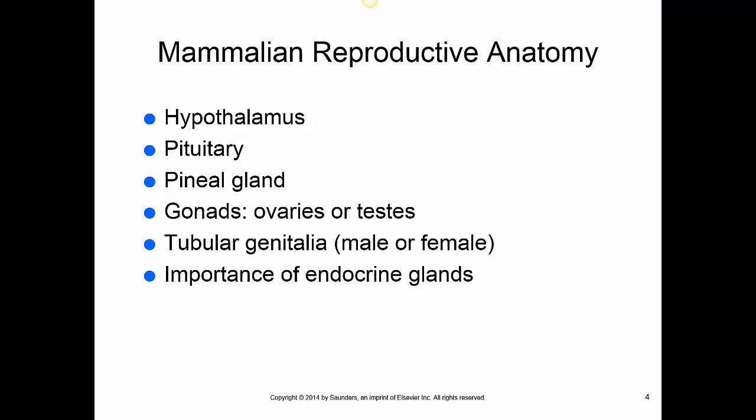Gonads in the females, these are where the actual cells for reproduction arise. So you have the ovaries, which are going to produce the oocytes or the eggs, and the testes. In the male, you're going to have sperm produced at these areas. Tubular genitalia, this is going to be things like the oviducts and the uterus in the female, the vas deferens and the accessory sex glands and their ducts in the males going into the urethra.